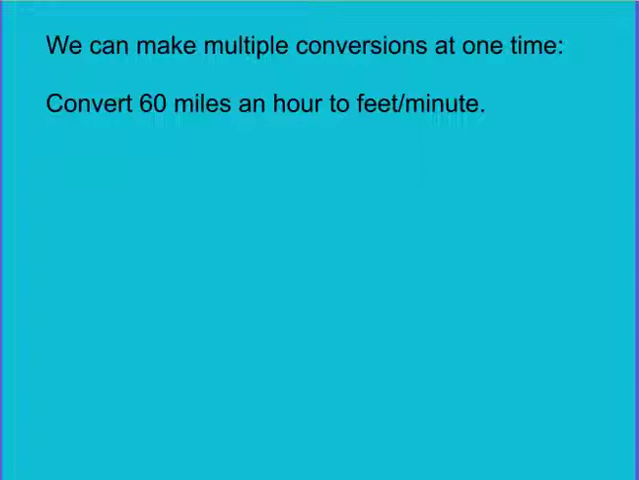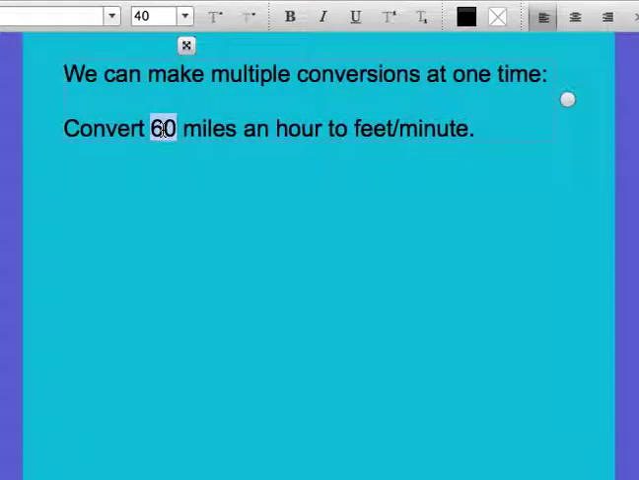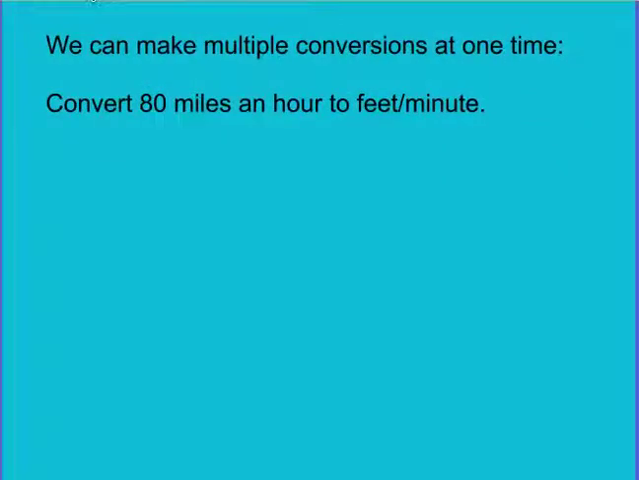I want to convert 60 miles an hour into feet per minute. So I need to convert 60 miles in 1 hour. And you know what? I'm going to change this a little bit because I don't like the way this conversion works out. Let's do 80 miles an hour into feet per minute. Okay. I don't know what this is going to do to the numbers, but it'll make it different at least. 80 miles in 1 hour. And I need to convert it into feet per minute.